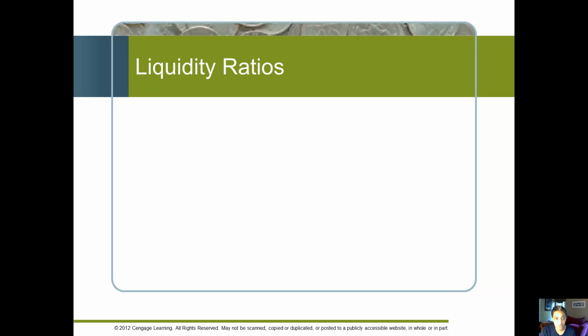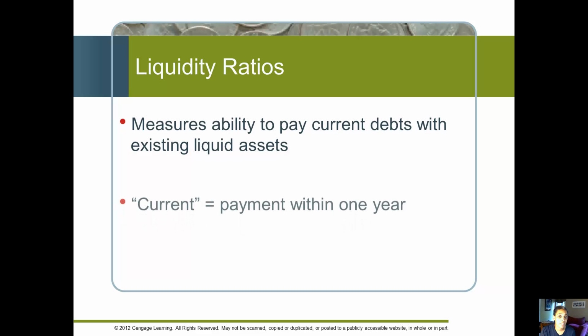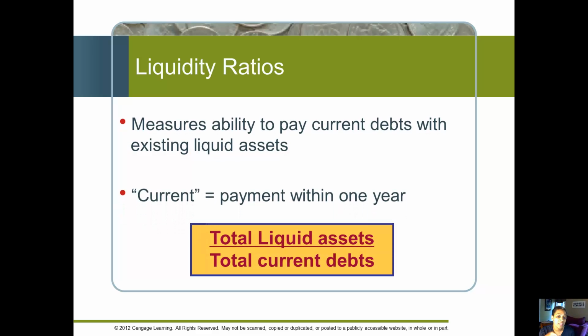Liquidity ratios are another way that we analyze our financial statements. And what they do is they measure our ability to pay our current debts with our existing liquid or current assets. So remember, current means when we're talking about debts or liabilities that they have to be paid within a year. So we're going to take our total liquid assets and divide it by our total current debts.